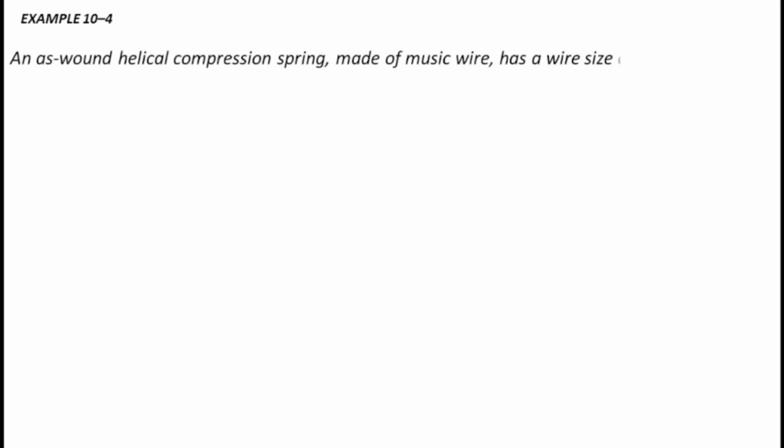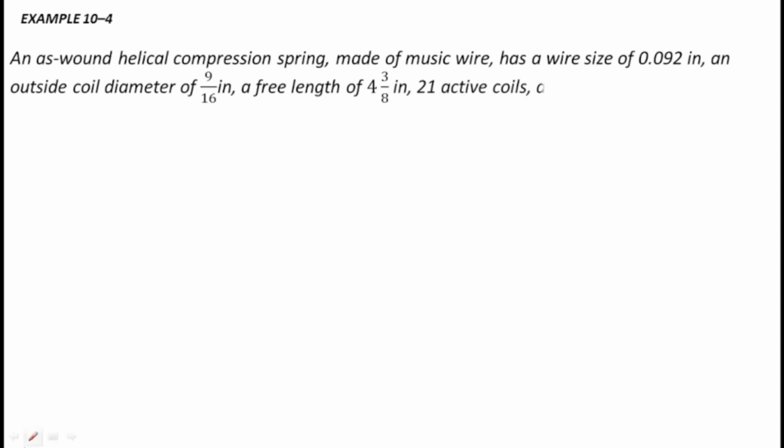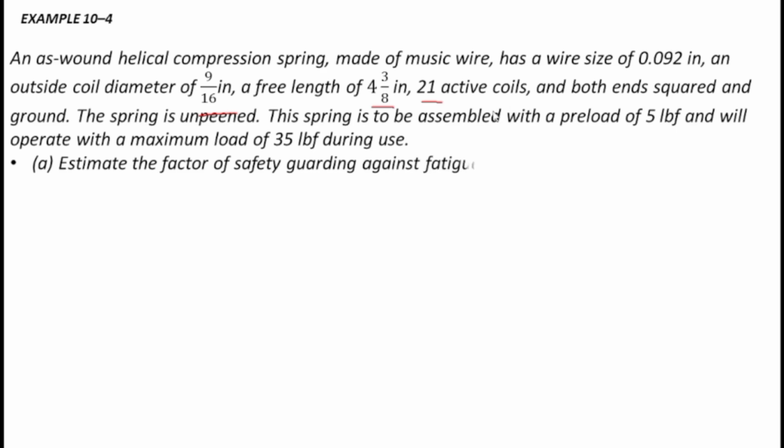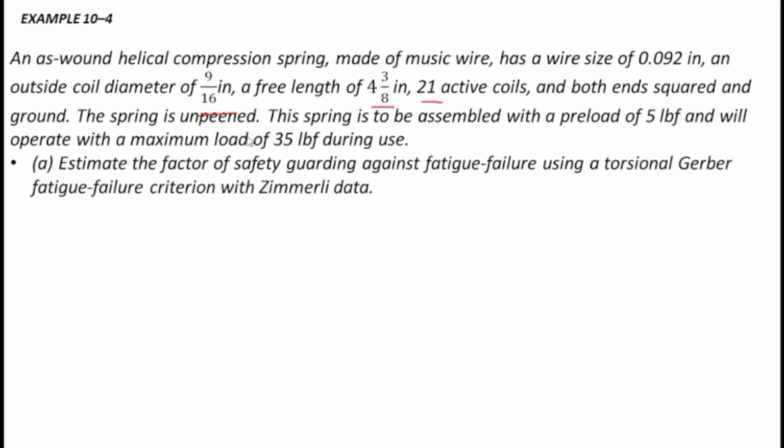In this example, we are given a helical compression spring made of music wire, with wire diameter equal to 0.92, and the coil diameter and free length as shown. The active coils Na is equal to 21 and both ends are squared and ground. The spring is unpeened and preloaded with 5 pounds, and the maximum force exerted on this spring will be 35 pounds.